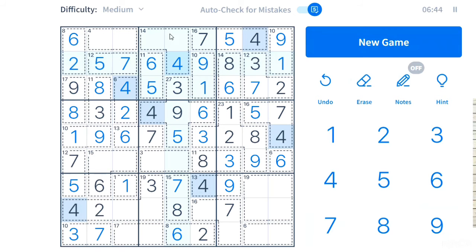Then we need 10 with these two cells, because we need to make 14. We already have 4, so let's see. We already have a 1 and 9. We need a 2 and an 8. We already have an 8 here, so that makes this a 2 and this an 8. We need a 1 and a 3 here. Already have a 1 here, so this is a 3 and a 1.